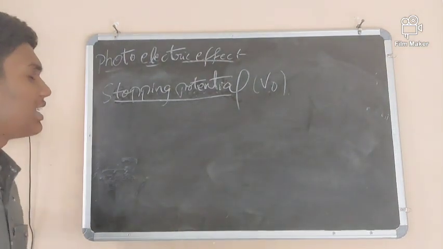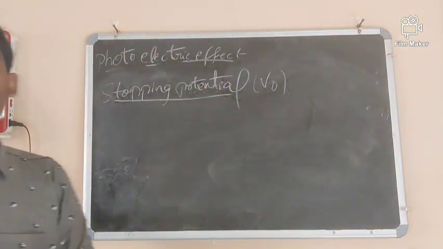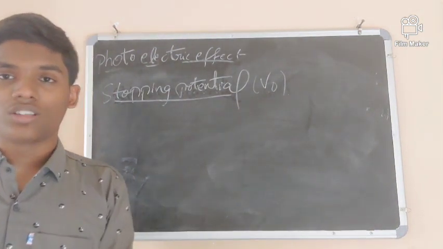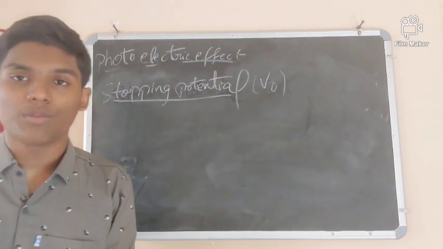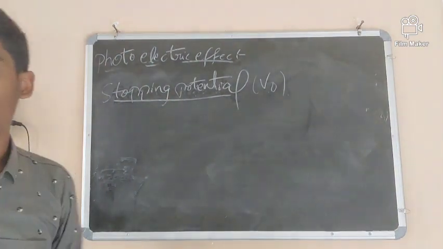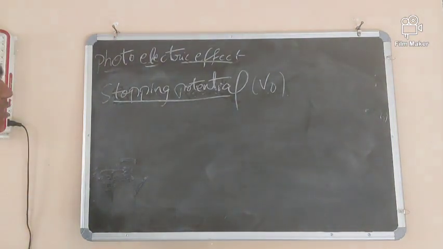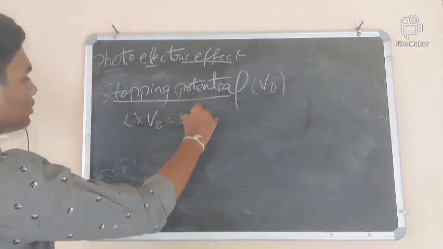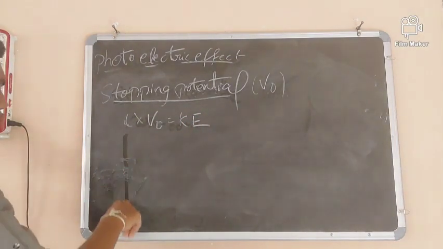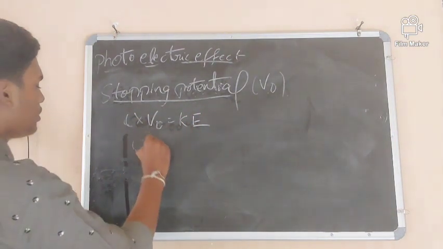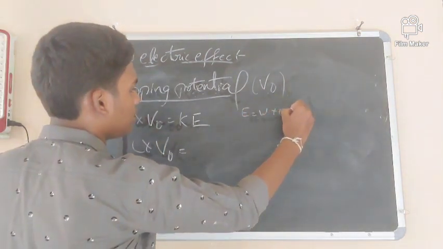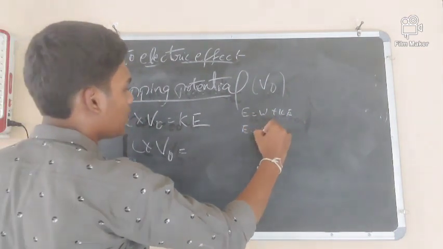Stopping potential is the potential required to stop the movement of the ejected electron. When the electron is ejected, we have to stop the electron. It is denoted by V naught. There is one formula for stopping potential: e into V naught equal to KE, where e is the charge of the electron. According to E is equal to W plus KE, when you substitute, E minus W is equal to KE.